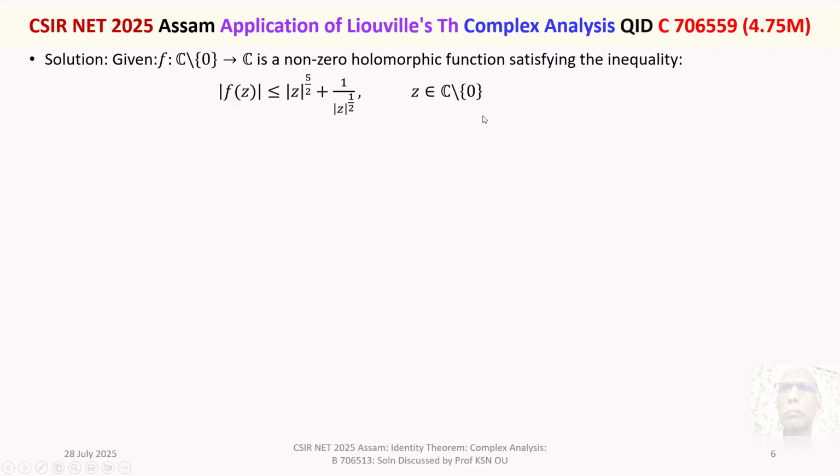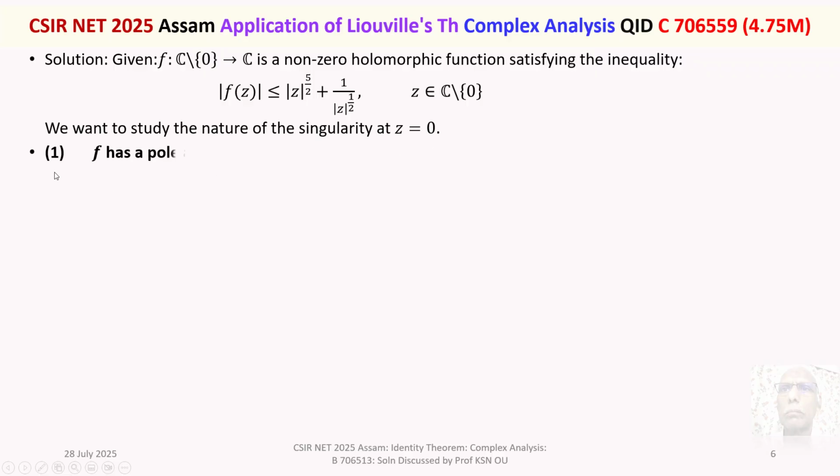Now, we want to study the nature of the singularity z is equal to 0. You can obviously see here z is equal to 0 is a singularity. What type of singularity is it? We are given 2 options. Option 1, f has a pole at z is equal to 0. Is it a pole? Option 4, f has an essential singularity at z is equal to 0. Is it an essential singularity? That's what we want to study.